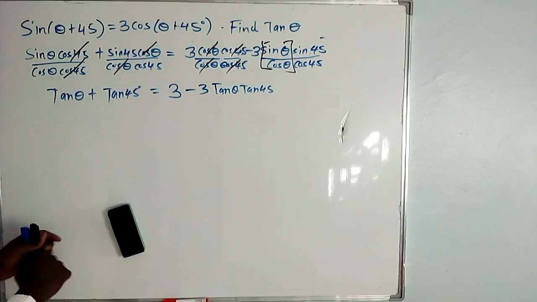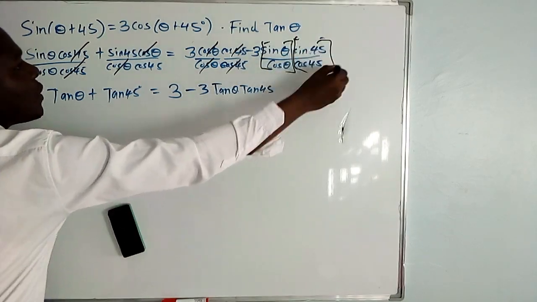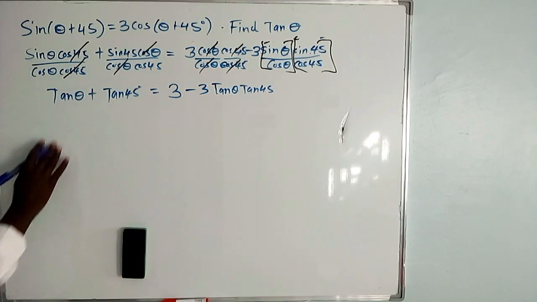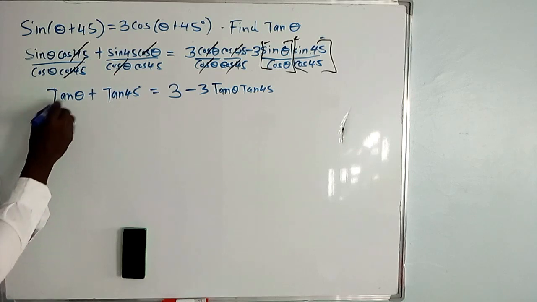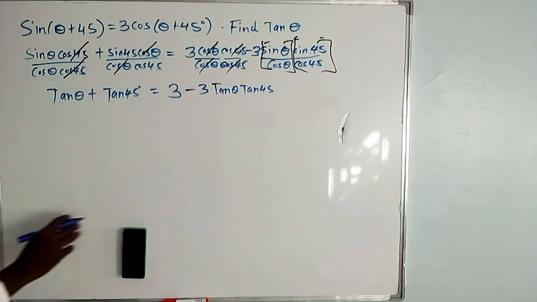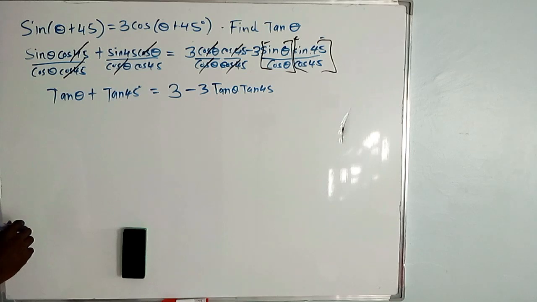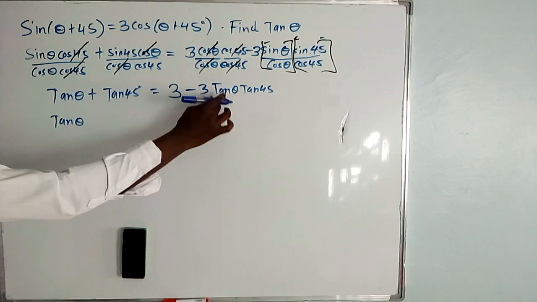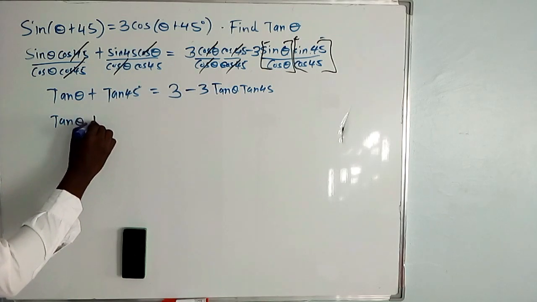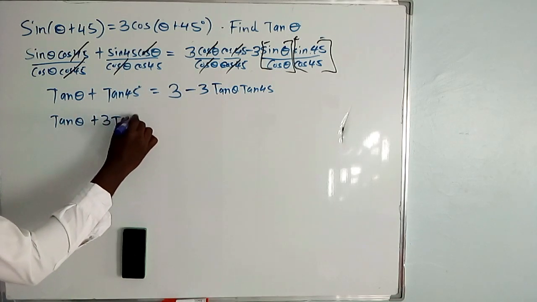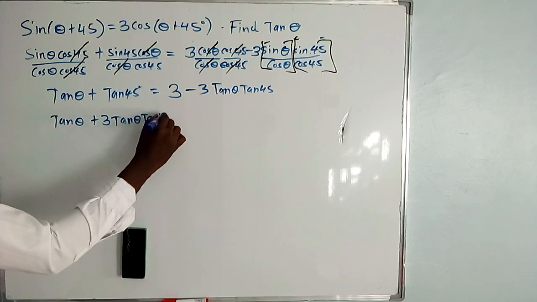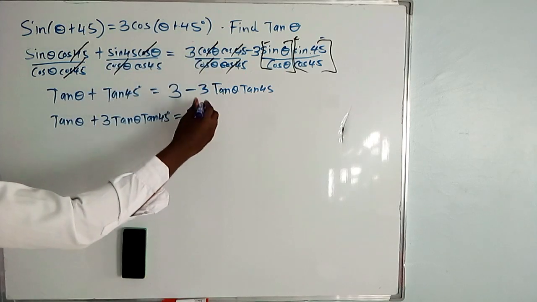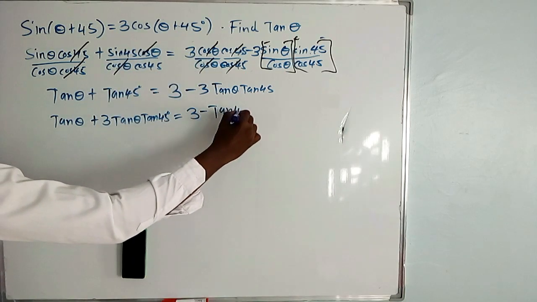Then you are told to find tan theta, meaning you make tan theta the subject of the formula, isn't it? So terms with tan theta you bring on the left hand side of the equation, and the terms without tan theta go on the other side. Are we together? So here we have tan theta. Then that negative 3 tan theta tan 45 coming to this side of the equation becomes positive, so plus 3 tan theta tan 45 degrees is equal to, on the other side, 3. Positive tan 45 going to the other side becomes negative tan 45.